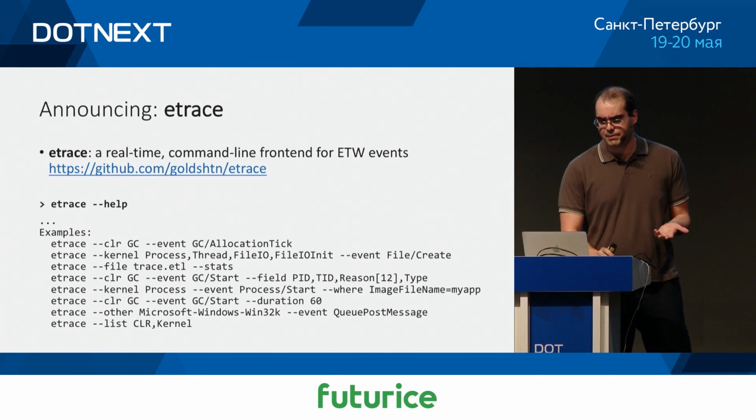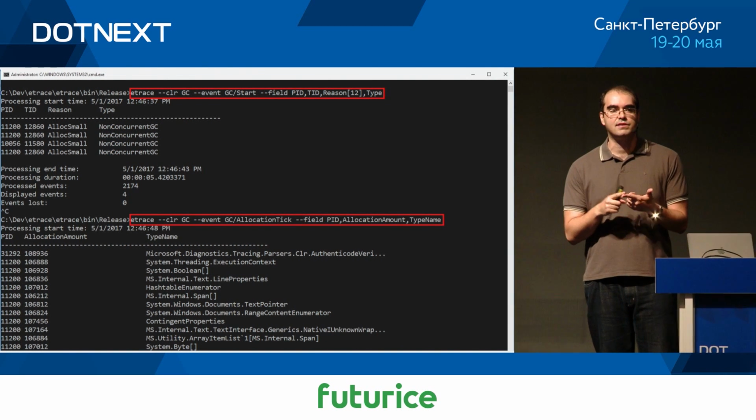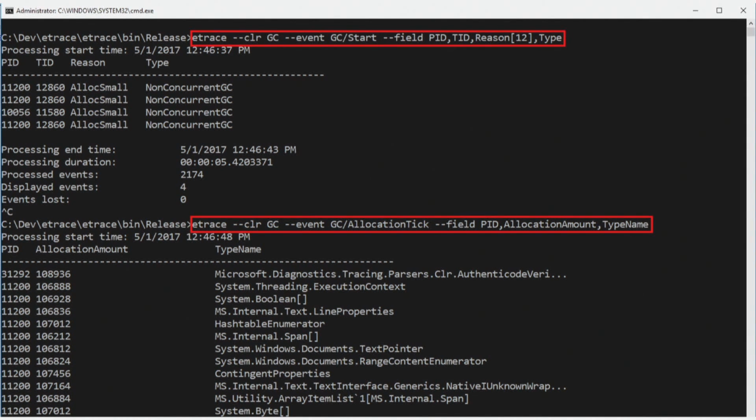So here's what eTrace may look like. You run it, and you tell it, okay, I want GC start events, and whenever a GC starts, I want to print the process, the GC type, the GC reason, and then it prints out for you every time there's a garbage collection on your system, which process it was, which kind of GC it was, and why it was triggered. The example on the bottom is GC allocation ticks, which is basically a way of seeing what kind of objects you are allocating frequently, in simple terms.